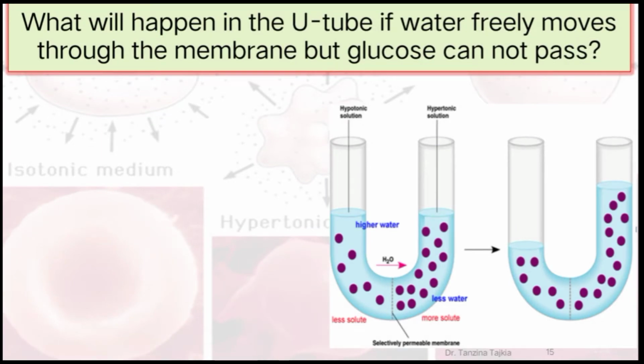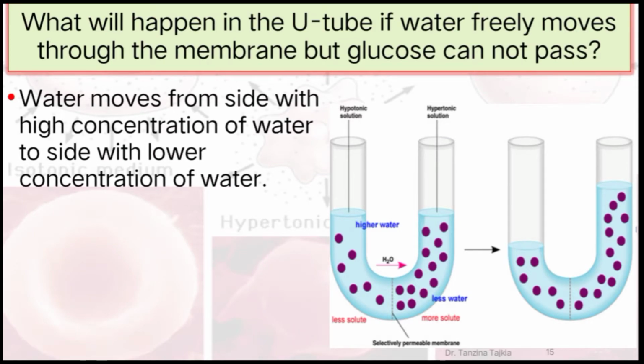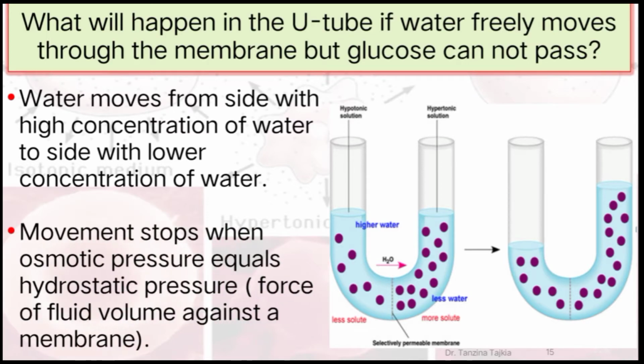In this figure, what will happen in this tube if water is freely moved through the membrane but glucose is not? The answer is, water moves from the side with high concentration of water to the lower concentration of water, and movement stops when osmotic pressure equals the hydrostatic pressure. Hydrostatic pressure means the force of fluid volume against a membrane.